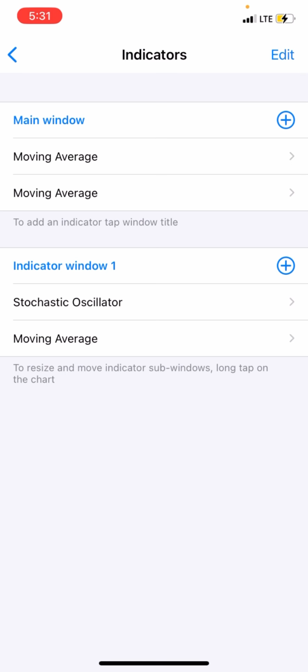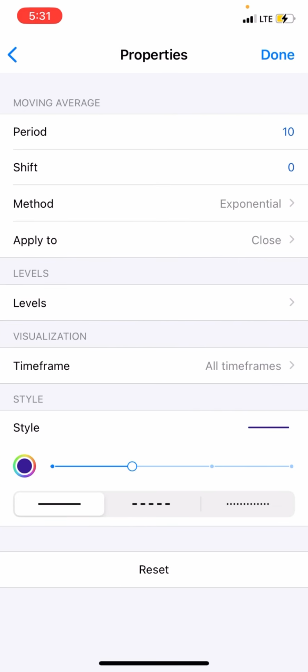All right, the next one should be the moving average, the last moving average on our chart for this strategy, period 10, shift 0, method exponential, apply to close. Levels are not needed, so you leave that aside. Okay, all time frames for visualization. And for style, I'm using blue color.